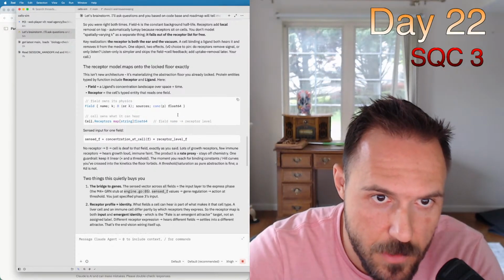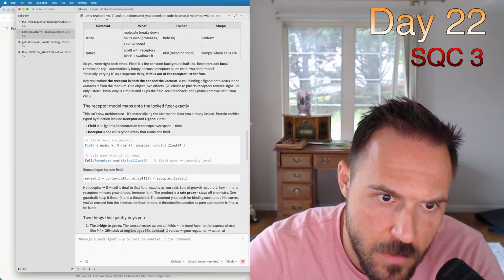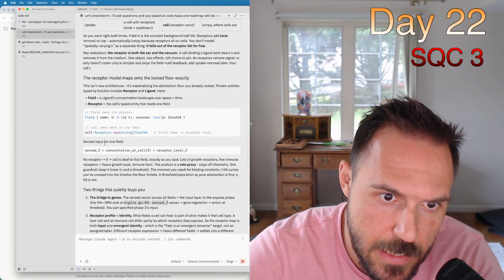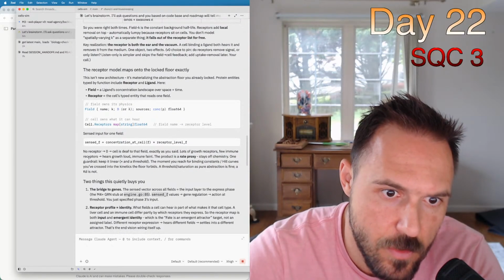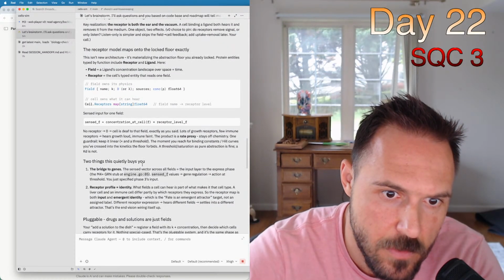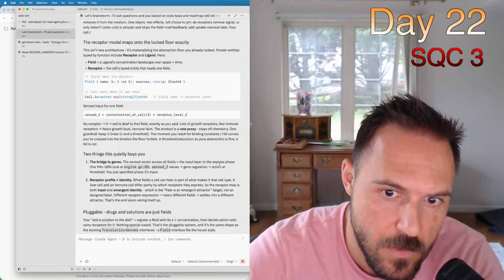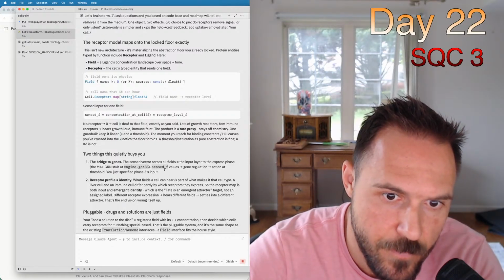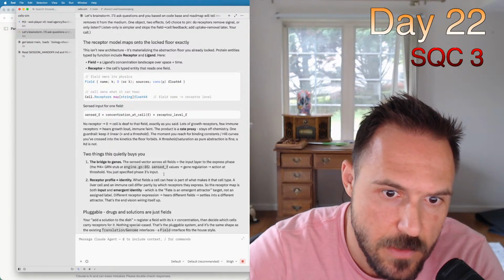Okay, we're back. We need to clarify a couple of things. Sense input for one field: sense F, concentration F, receptor F, no receptor 0, yes. Two things this quietly buys you. The bridge to genes: that sense vector across all fields is the input layer to the express phase. Sensed F values, gene regulation action at threshold. You just specify phase 3 input.